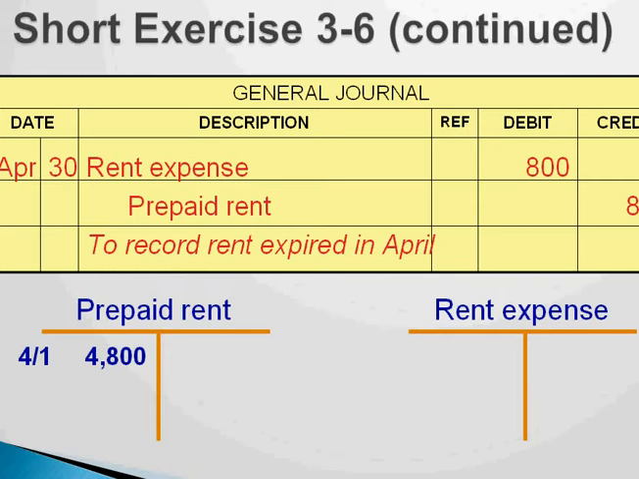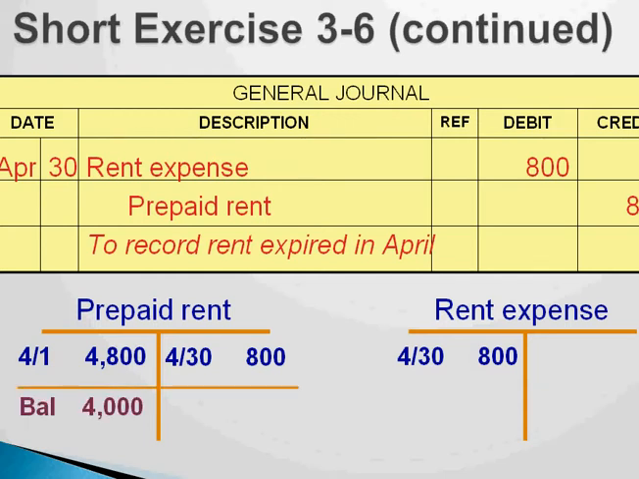So, April 1st prepaid rent had a balance of $4,800. The ledger account rent expense gets a debit. The prepaid rent gets a credit for $800. So at the end of April, our prepaid rent has a balance of $4,000.